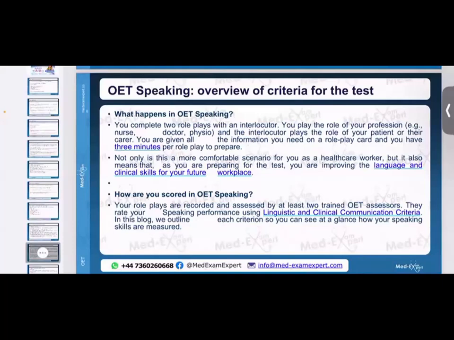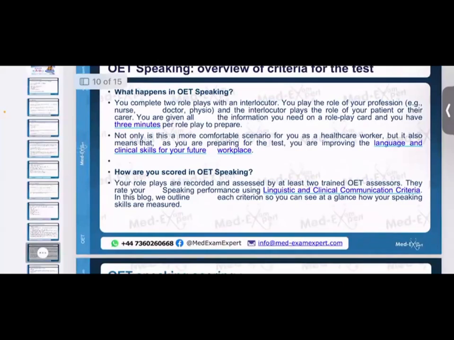You are given all the information you need on a role play card, and you have 3 minutes per role play to prepare. So on the exam day, when you are appearing for OET speaking, you will be in the room with the interlocutor, who will be playing the part of your patient or a carer, and you will be playing your own profession. You will be given 2 role play cards, and everything must be written on them, and you have 3 minutes per role to prepare yourself.